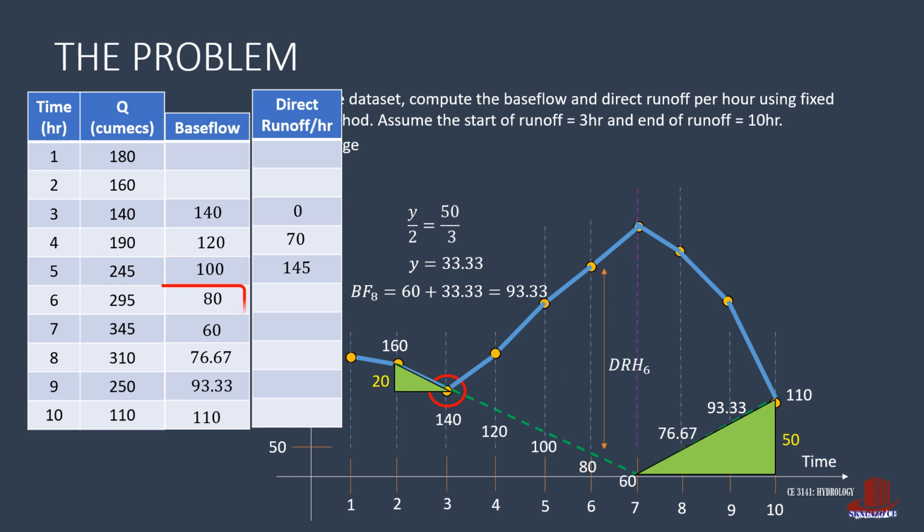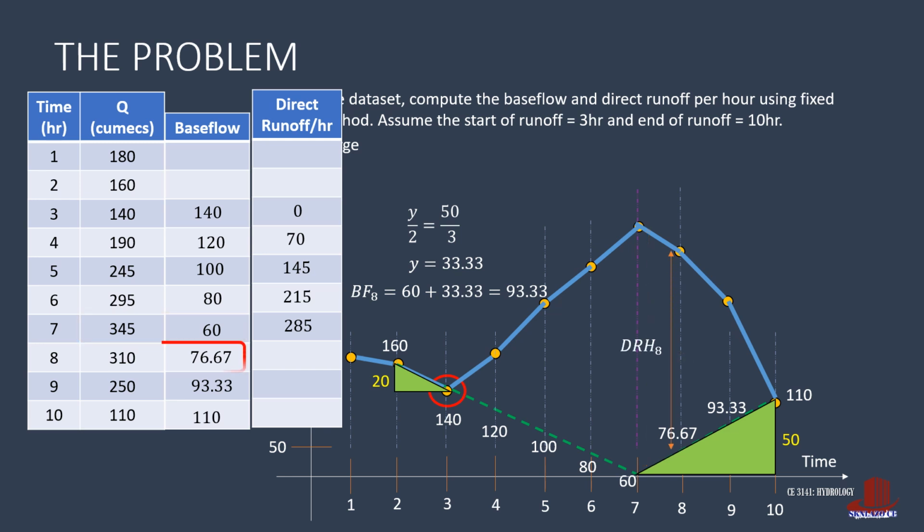At t of 6 hours, DRH is the discharge of 295 less the base flow of 80, and that leaves 215 cubic meters. The same process goes for t of 7 hours, where DRH is computed from 345 less 60, giving the highest DRH of 285 cubic meters.